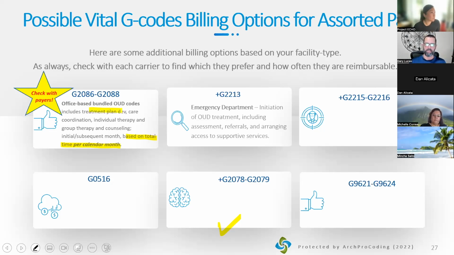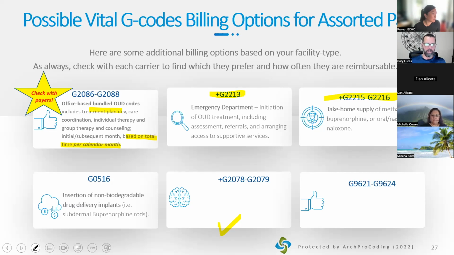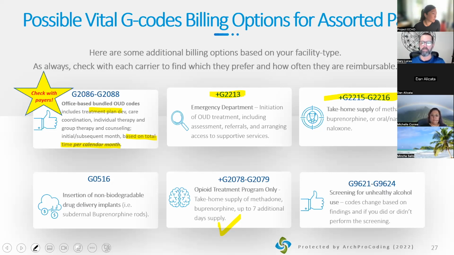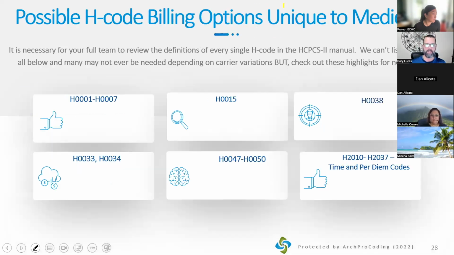and the counseling, etc. So if you have colleagues in an emergency department, you'd let them know about the add-on code for initiating OUD treatment. For anybody, if you're giving your patient a take-home supply of methadone, buprenorphine, or oral or nasal naloxone, I give you these add-on codes and encourage your more full review of some of these G codes and others that may be good options for other payers.